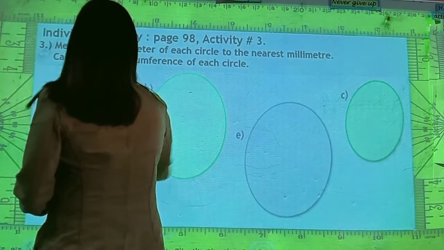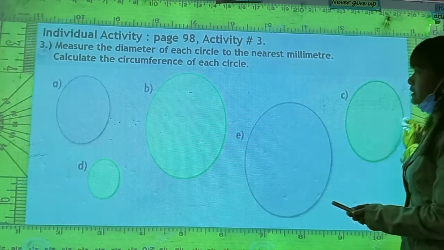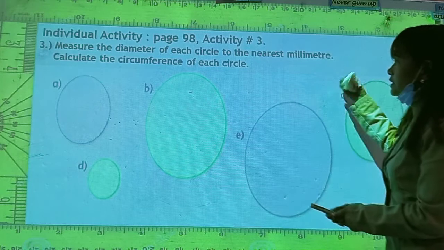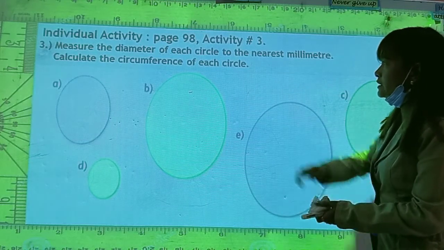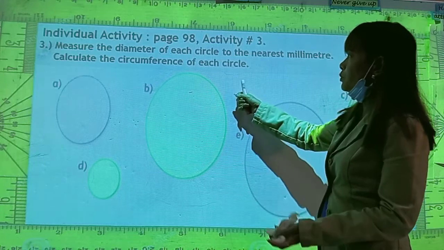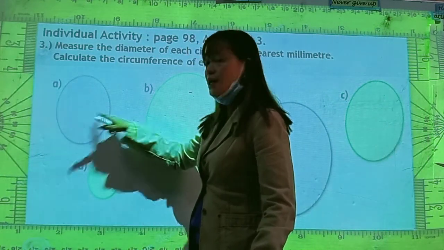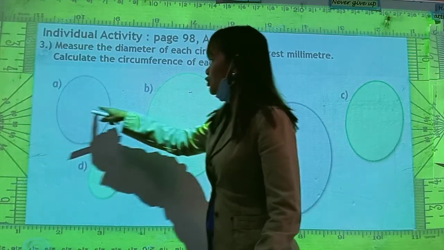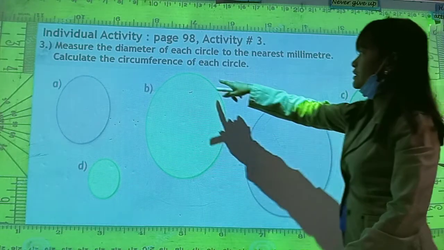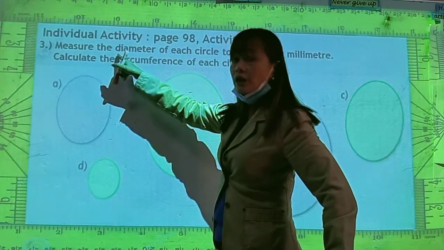Please, I want you to open your books on page 98, activity number 3. This is an individual activity. Measure the diameter of each circle to the nearest millimeter. Calculate the circumference of each circle. Again, class, you are going to measure the diameter. Where is the diameter? It is the line across the circle. Measure the diameter and then calculate the circumference of each circle using the measured diameter.